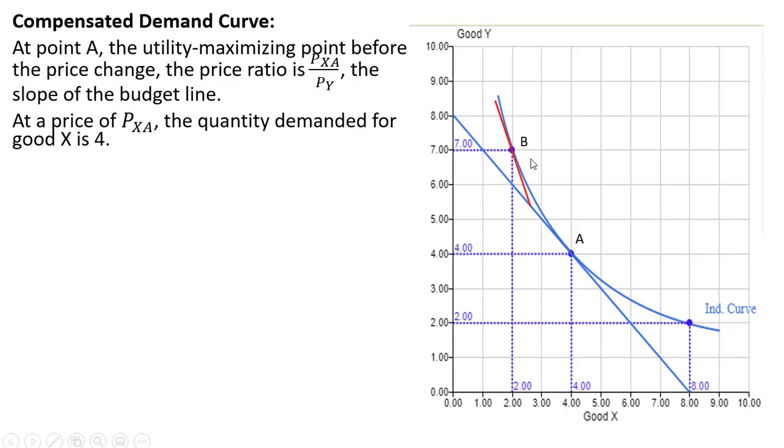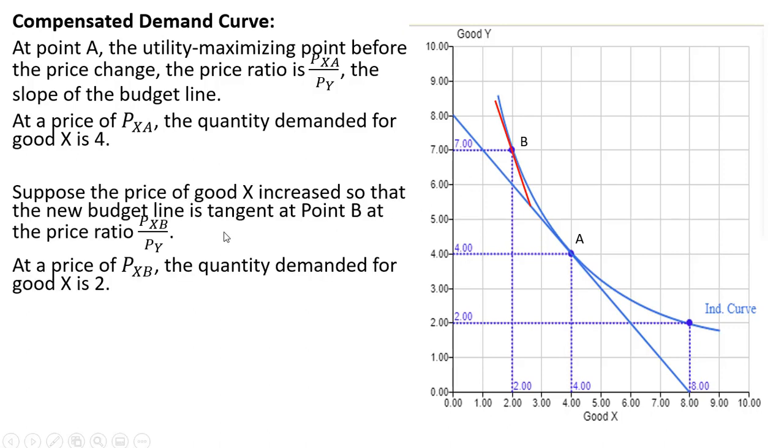Now we're going to bring our attention here to point B. Suppose the price of good X increased so that the new budget line is tangent at point B at the price ratio P_X^B divided by the price of good Y. The price of good Y didn't change. The price of good X increased.